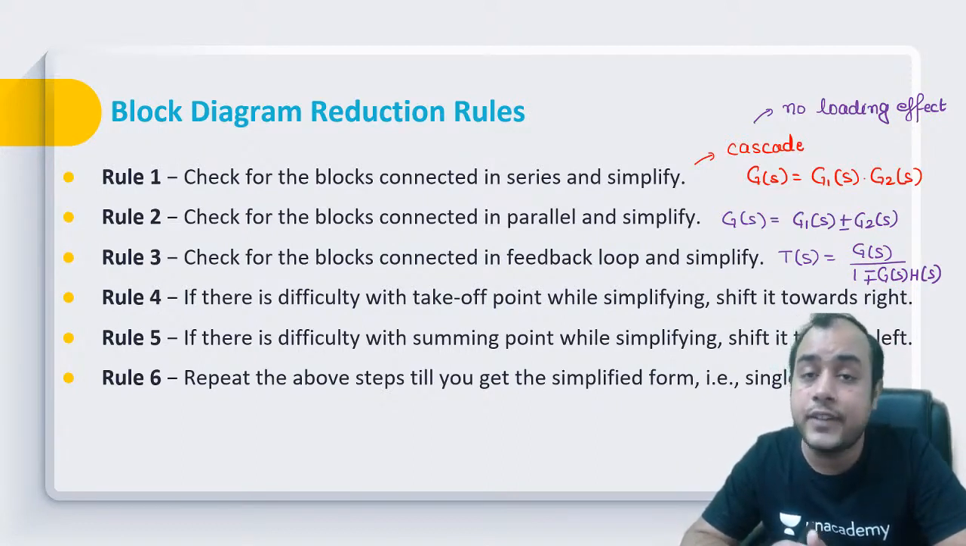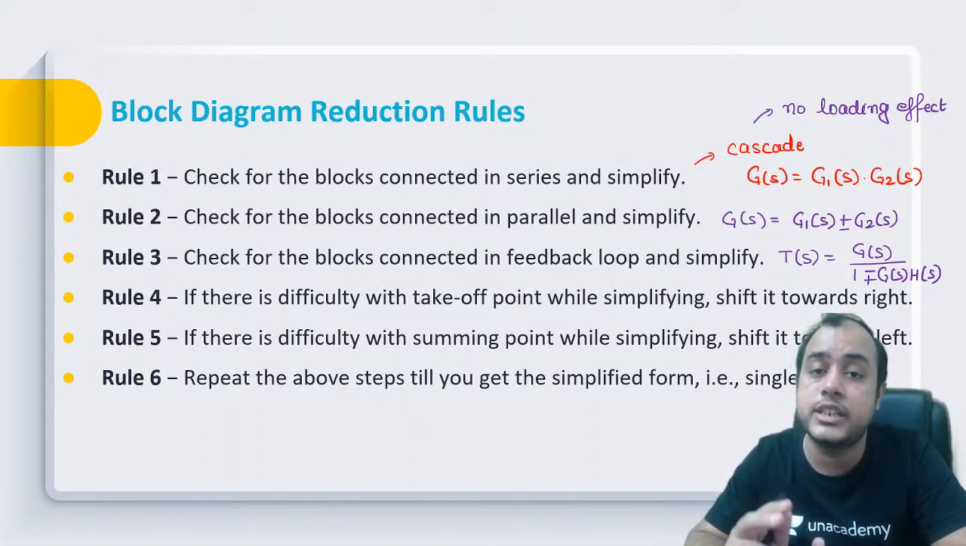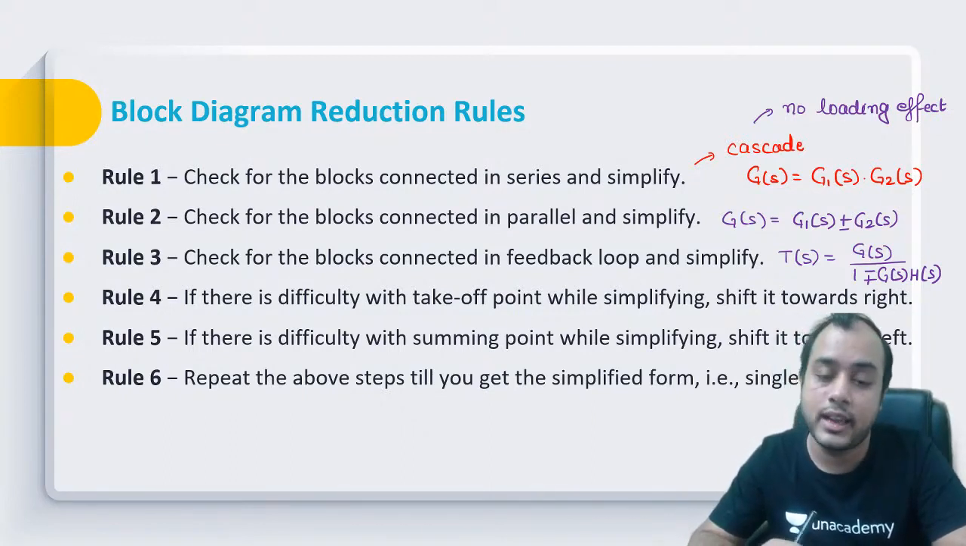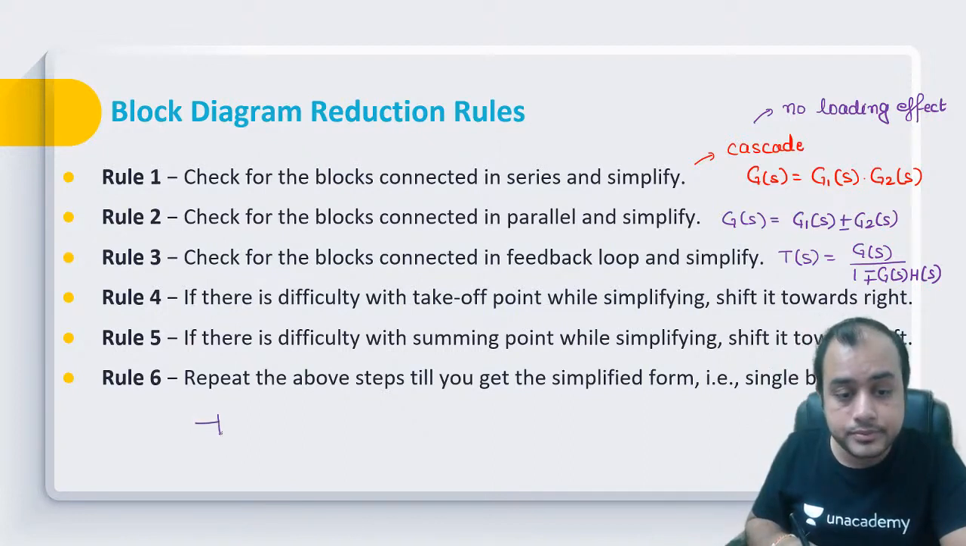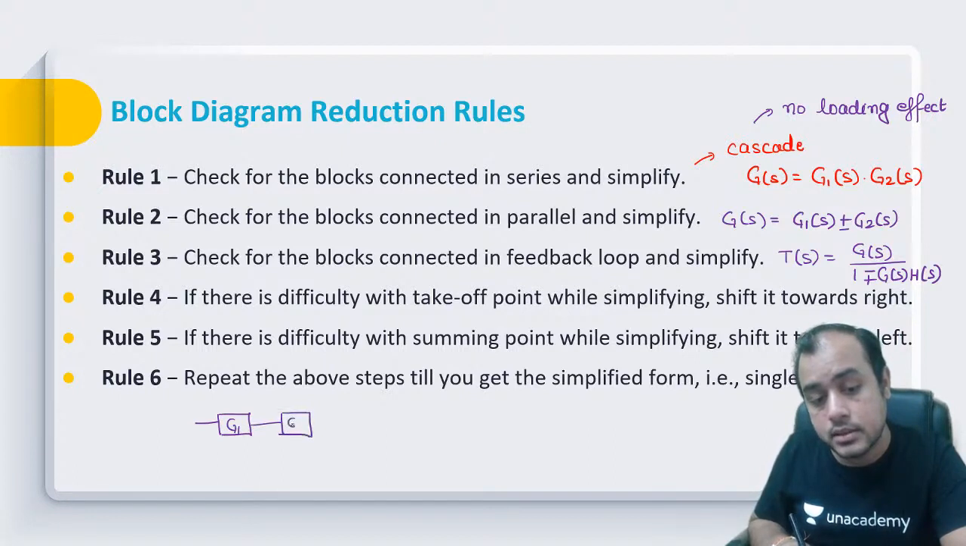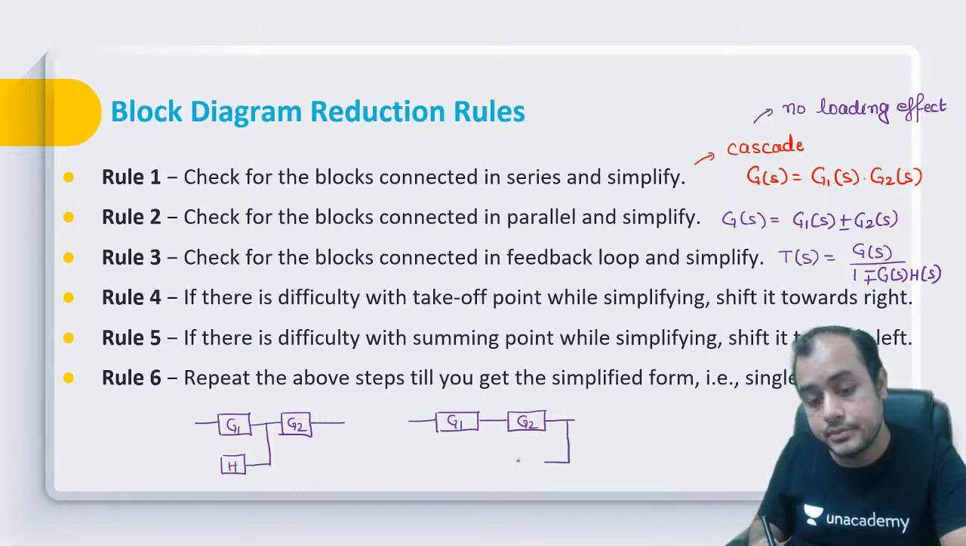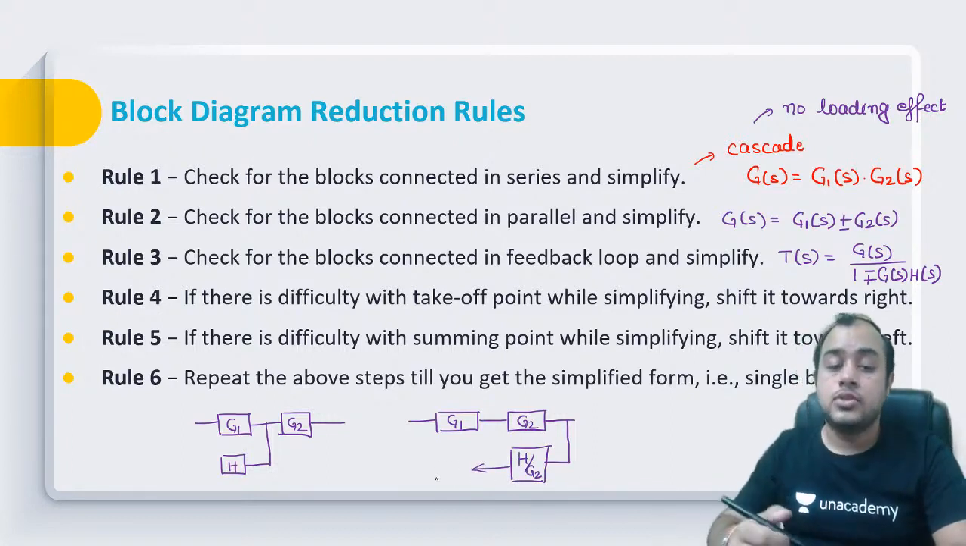Now, whenever there is a difficulty in dealing with the takeoff point, we shift the takeoff point to the right. Okay, let me draw this also for you. Suppose this is G1, G2. What I mean to say is, suppose this is the takeoff point. So what we do is, we do like this, G1, G2, and from here we will have H by G2. Okay, like this. So this we can do.